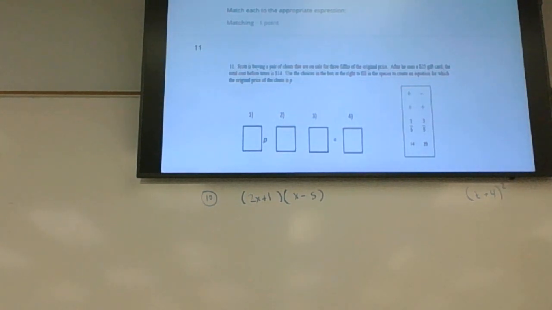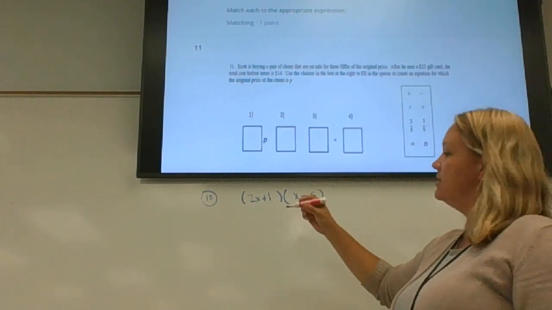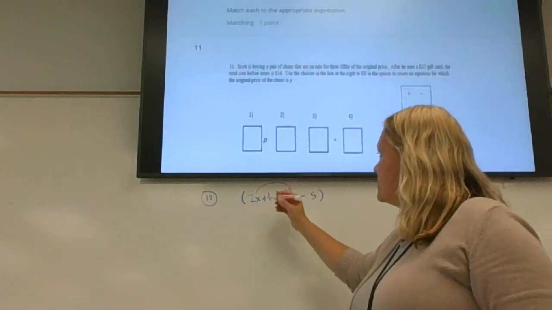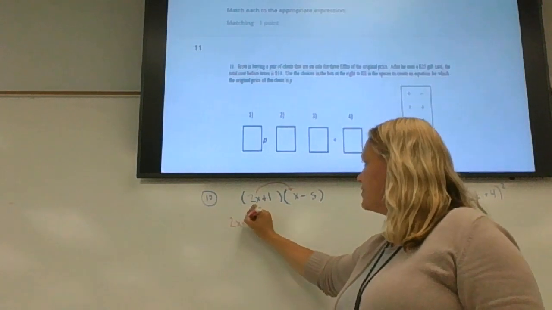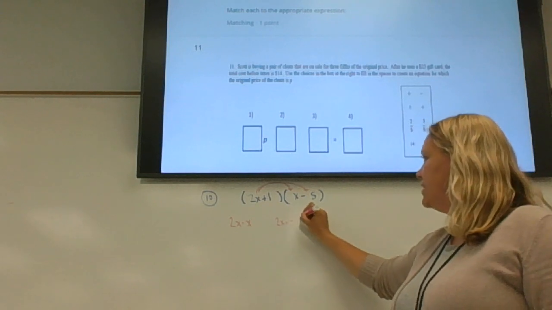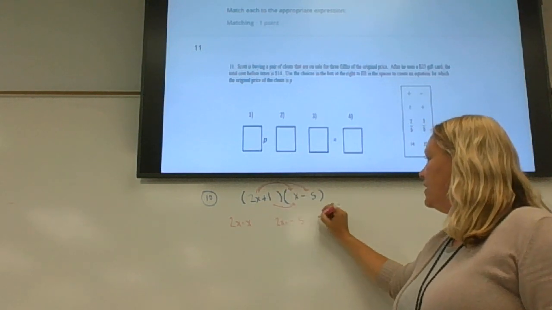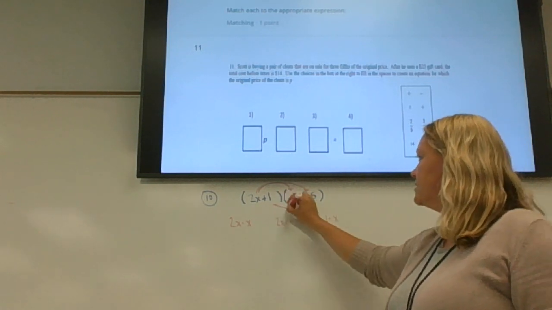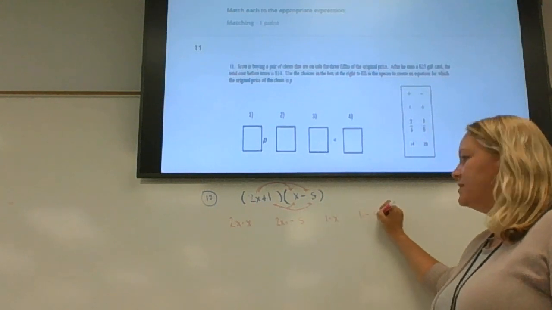Alright, so number 10 is actually a question I'd really love for everybody to get right. It's foiling, first, outer, inner, last. So remember you do 2x times x, and then you do 2x times negative 5, and then you do 1 times x, and 1 times negative 5.